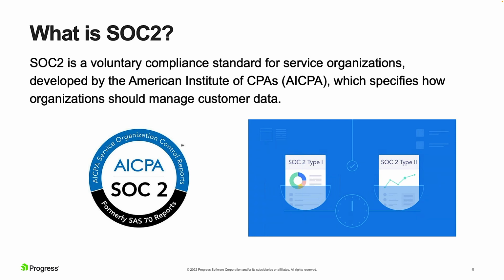There are 3 types of SOC reports: SOC 1, SOC 2, and SOC 3. SOC 1 is mainly for financial reporting, so companies processing any financial data will need to be SOC 1 compliant. SOC 2 mainly focuses on cybersecurity for IT organizations. SOC 2 addresses 5 trust service principles. It's called TSPs. This includes security, confidentiality, availability, privacy, and processing integrity. I know these are different terms, but we'll discuss each of these in detail in the next slide.